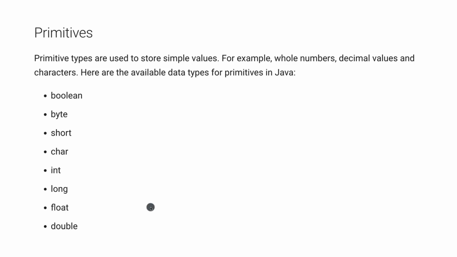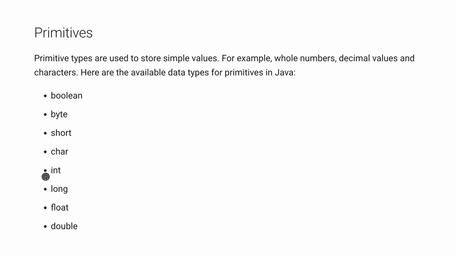So primitives allow us to store simple values, i.e. whole numbers, decimal values, characters, and in here you can see the list of them. So boolean, byte, short, char, int, long, float, and double. Now, what is the difference between all of these?